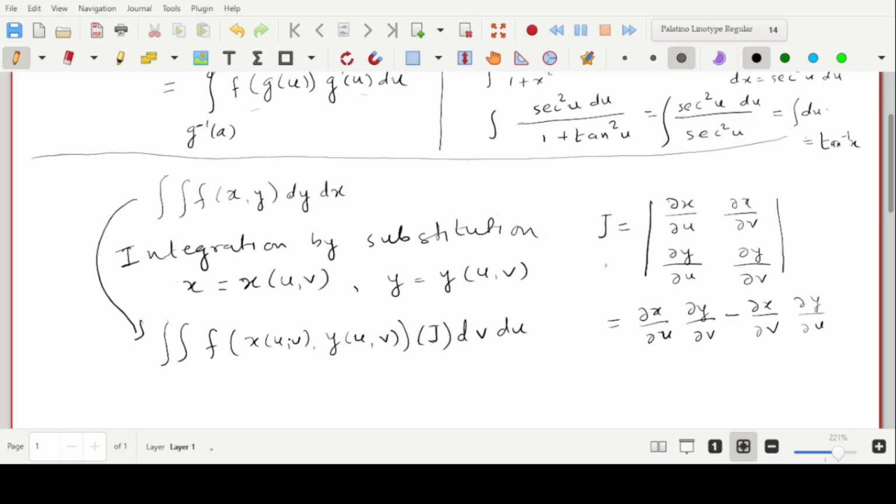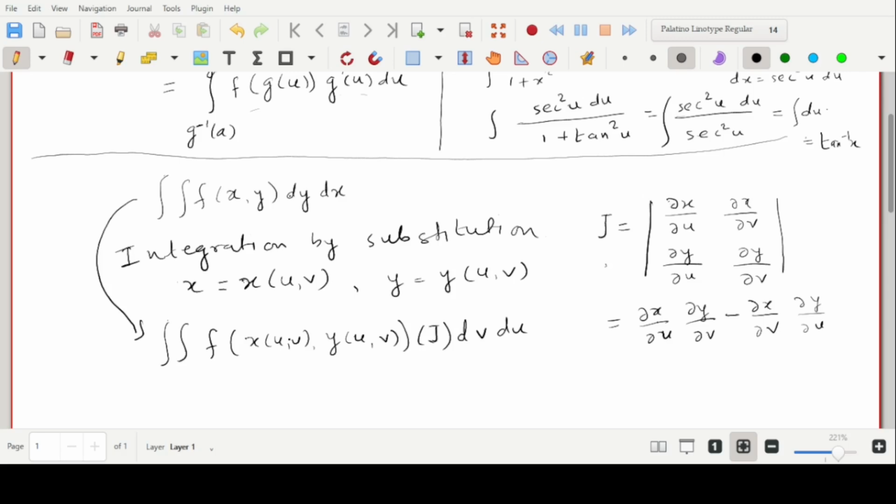Remember that this will be a function in u and v, because x and y are functions in u and v, and we are differentiating them with respect to u and v. So we shall get expressions in u and v, functions in u and v again. So each of these, del x over del u, del y over del v, del x over del v, del y over del u, is a function in u and v. So this Jacobian will be a function in u and v.